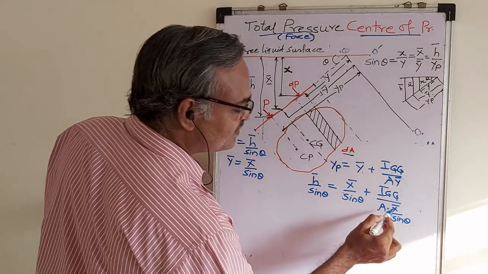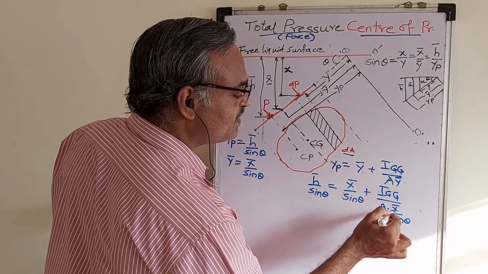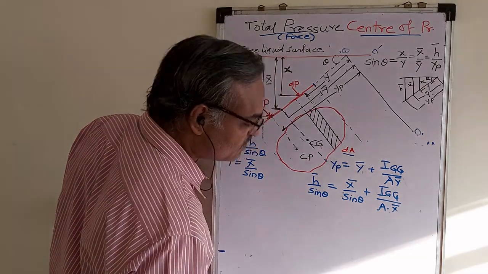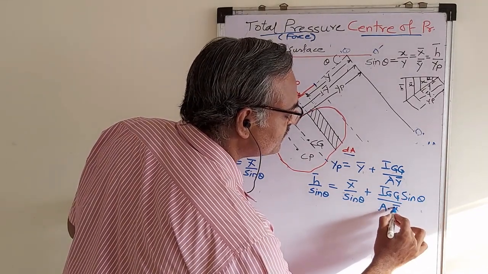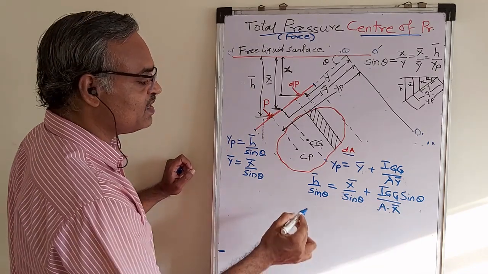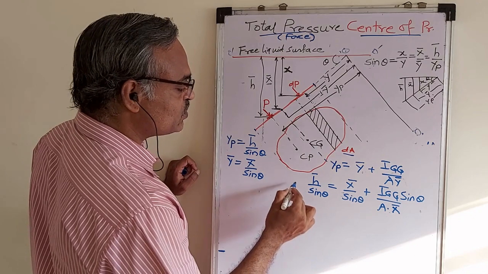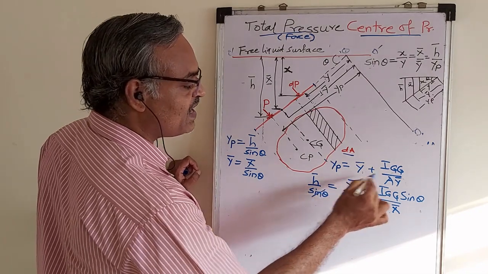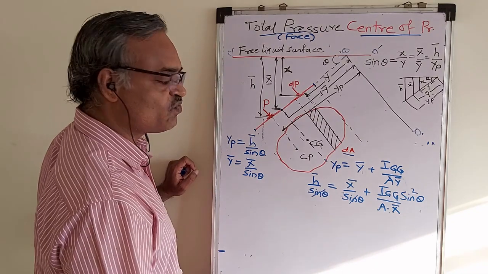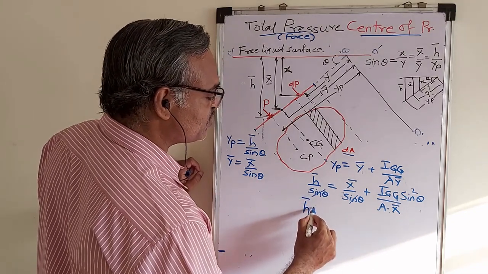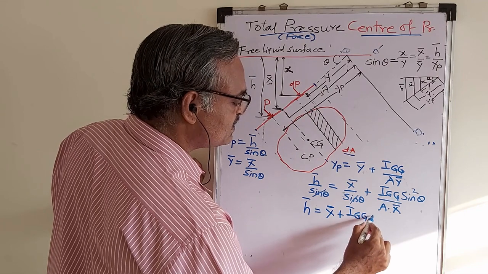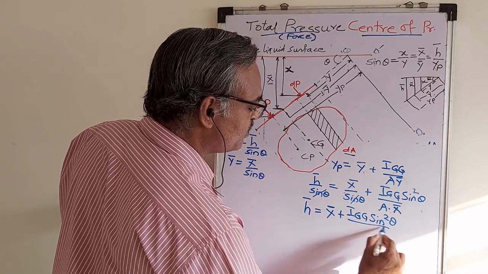Right? So I can take this sin theta to the numerator side because it is in the denominator of the denominator. So h bar upon sin theta is equal to x bar upon sin theta plus IGG sin theta upon A x bar. So I will multiply both the terms by sin theta. When I multiply this by sin theta, it will disappear, and this by sin theta, it will disappear, and it will get multiplied by one more sin theta, so it will become sin square theta. So ultimately our formula becomes h bar is equal to x bar plus IGG sin square theta upon A x bar.